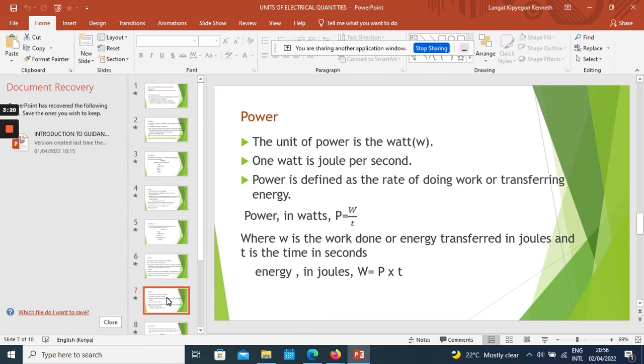So class, are we together? Hello? Okay. What have we said is power? Who can give it an attempt? Yes. Yeah, we have said the unit of power is watts. Thank you for that, Emmanuel.